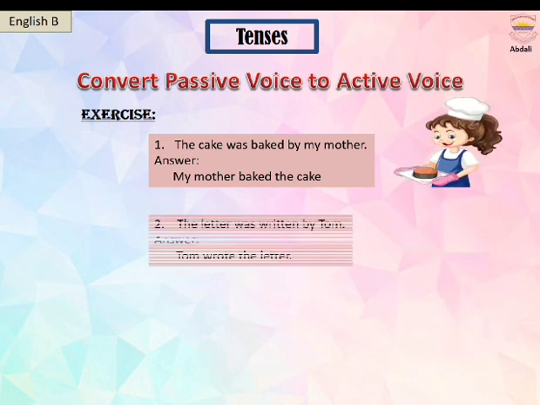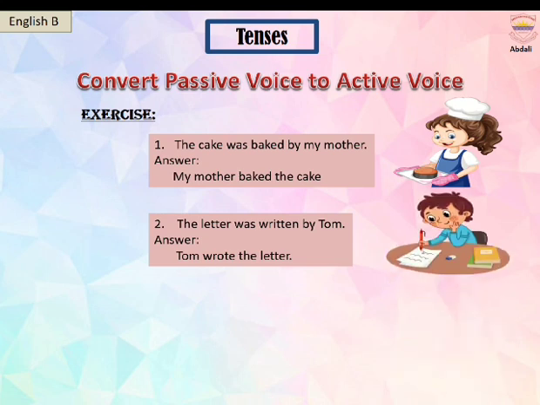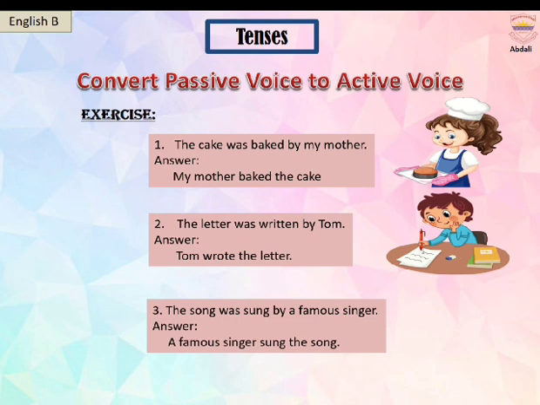"The letter was written by Tom." And the answer is, "Tom wrote the letter." "The song was sung by a famous singer." And the answer is, "A famous singer sang the song." Let's move on to the second exercise.